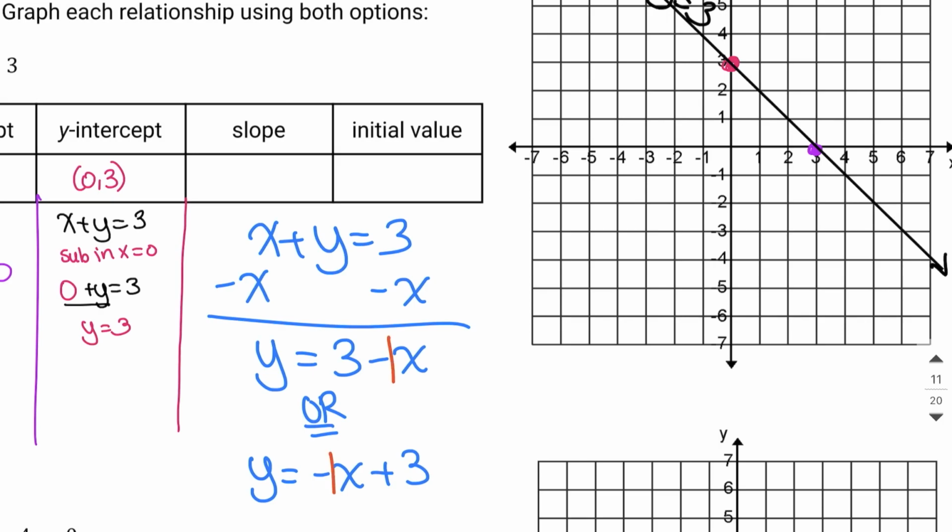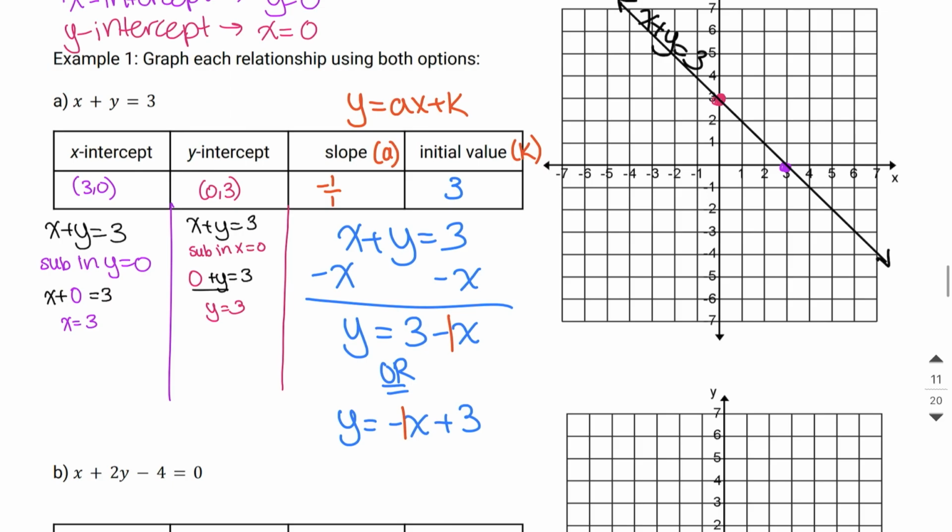It's the a value, right? Because remember, it's y equals ax plus k, and a is your slope, and k is your initial value. So here your a would be negative 1, but remember we have to write it as a fraction. And then our k value would be this constant that's right here. So our k value would be 3, which should make sense to you because k stands for the y-intercept, and we already figured out that the y-intercept was 3.